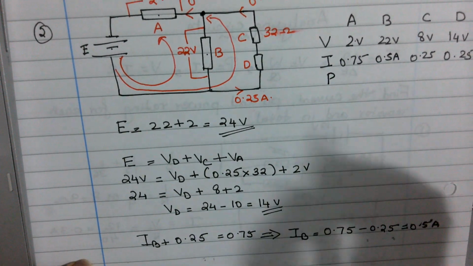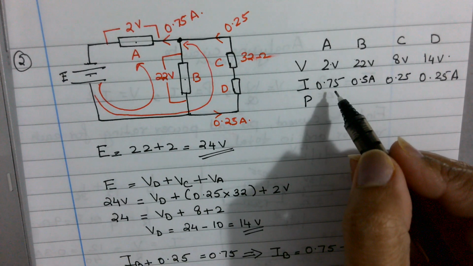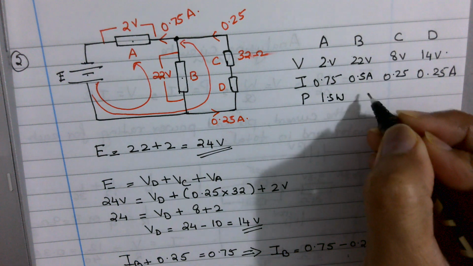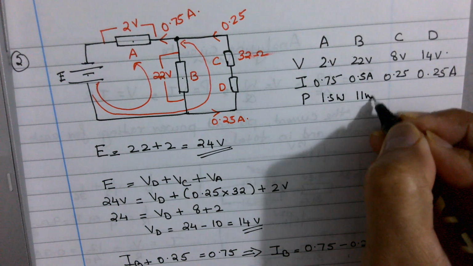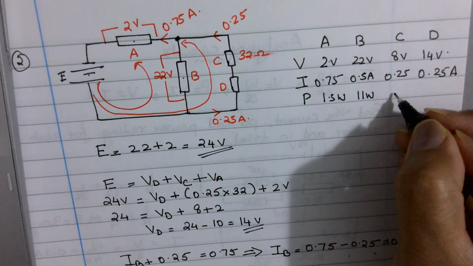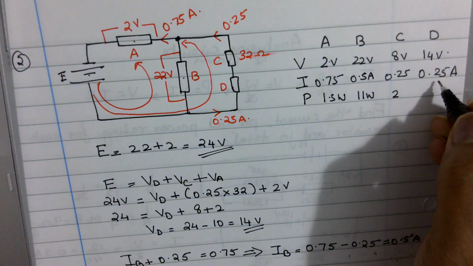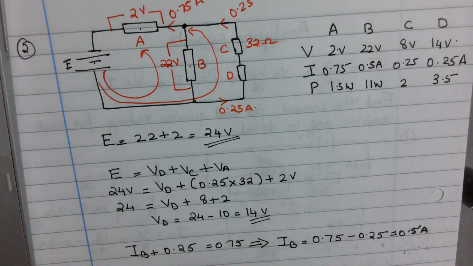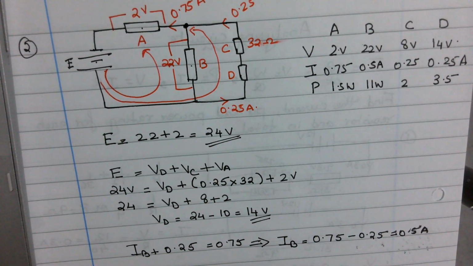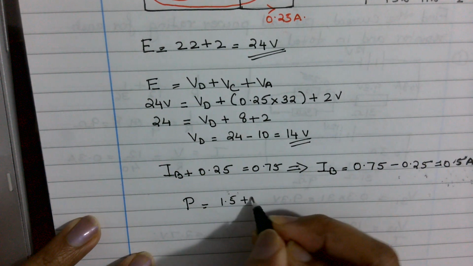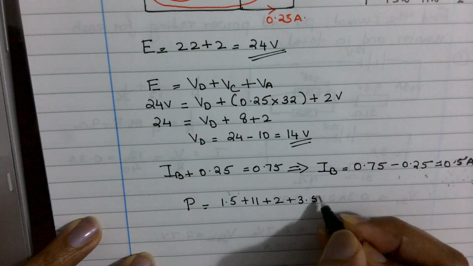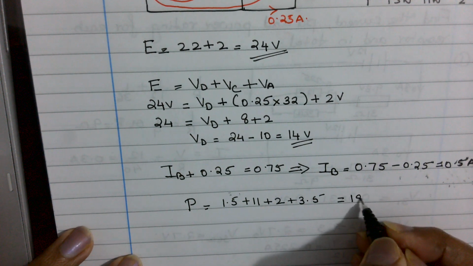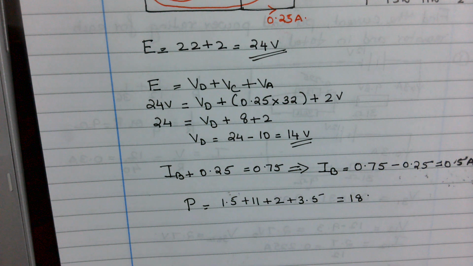Now if we talk about power, power is V times I. So 2 volt times 0.75 should give you 1.5 watts. Then 22 times 0.5 should give you 11 watts. 8 times 0.25 should give you 2 watts, and 14 times 0.25 should give you 3.5 watts. So now what should be the total power then? The total power should be 1.5 plus 11 plus 2 plus 3.5. 1.5 and 3.5 should give you a 5. 5 plus 11 should give you 16, plus 2 should give you 18. Okay, so the total power is 18.